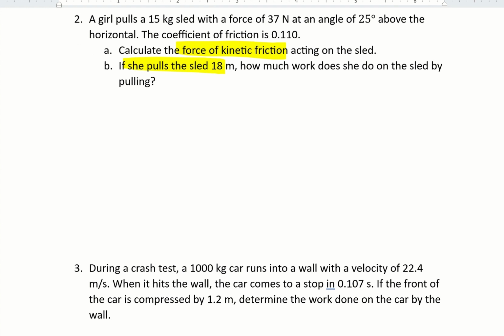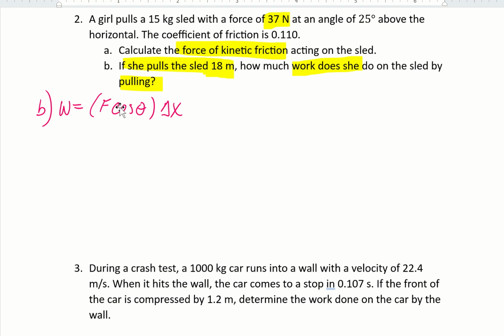Let's do B first, because that's a one-step thing, okay? I'm being asked, how much work does the girl do by pulling? So I'm only concerned about the pulling force, which is 37 newtons, and I'm told that she pulls for 18 meters. So I'm going to do B first. Work is F cosine theta delta x.